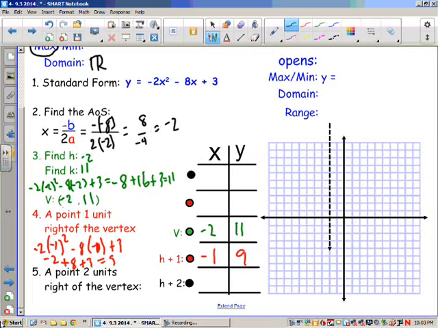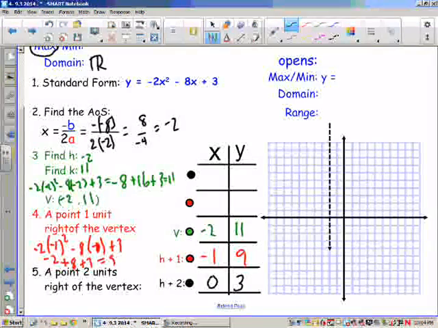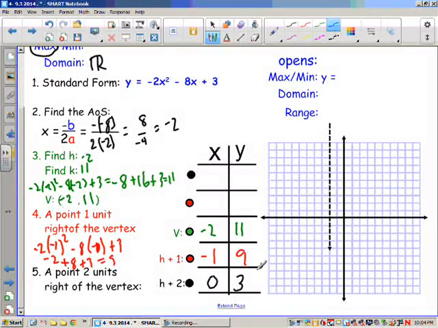And adding 1 to negative 1, we get 0. Plugging in 0 is easy. The x terms go away, and all I'll get is my 3. So I can just, without calculating, get my y-intercept. We'll plot these points. Maybe this time I'll take a guess first.